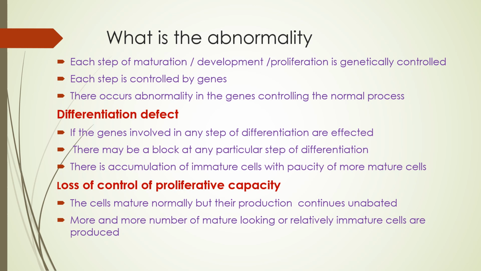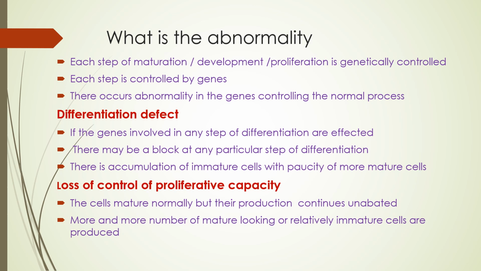What is the abnormality? The abnormality is a genetic lesion. It can be a translocation, it can be a mutation. These abnormalities can affect two systems, the differentiation system and the system causing control of the proliferative capacity. As far as the differentiation defect is concerned, there may be a block in the differentiation further down. So if a cell is supposed to mature, it may get arrested. The maturation process can get arrested at any stage. It depends upon the genetic lesion.